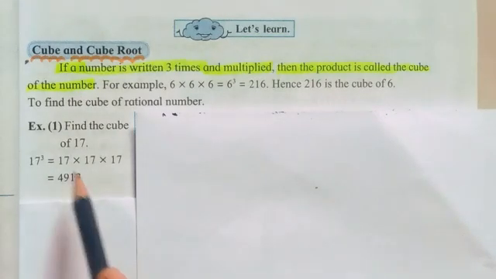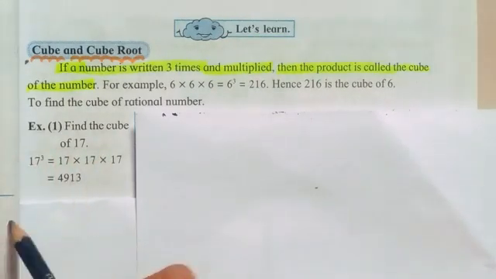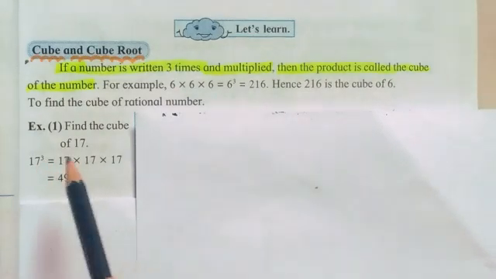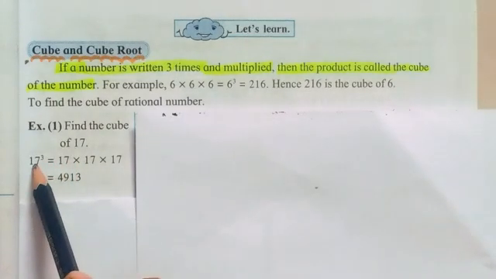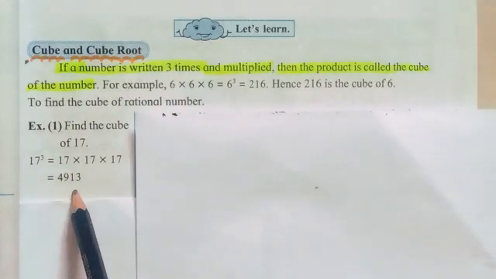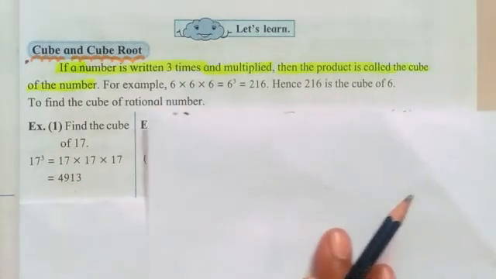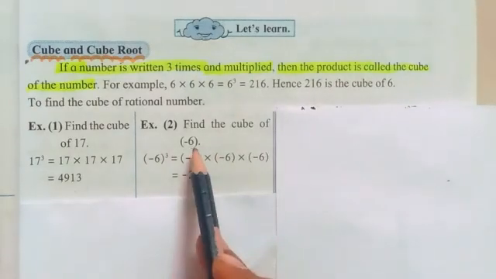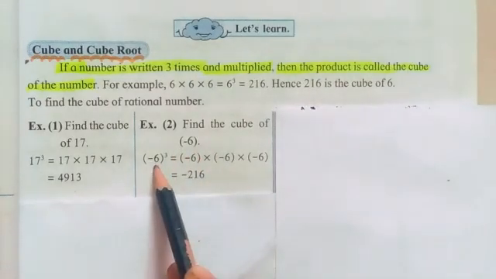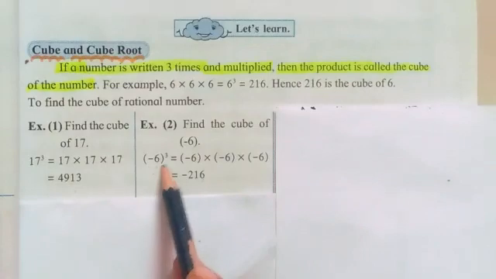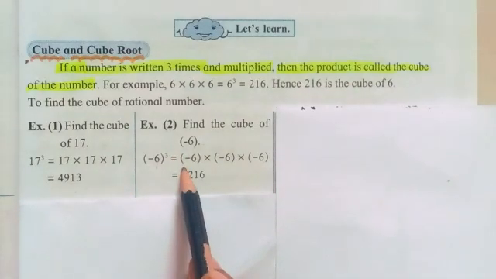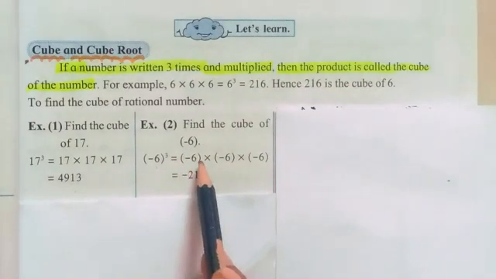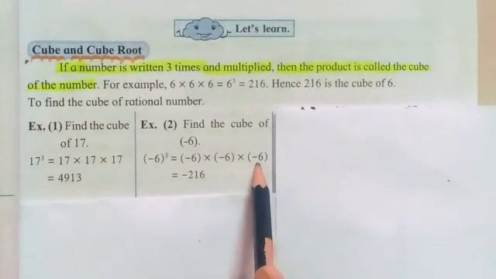So the cube of 17 is 4,913. Now students, this 17 does not have a symbol, it means it's positive. So the cube of a positive number is positive only. Let's take an example of a negative number. Now here the number is 6 and it has the negative symbol. So negative 6 cubed means we multiply the negative number 3 times: negative 6 into negative 6 into negative 6.